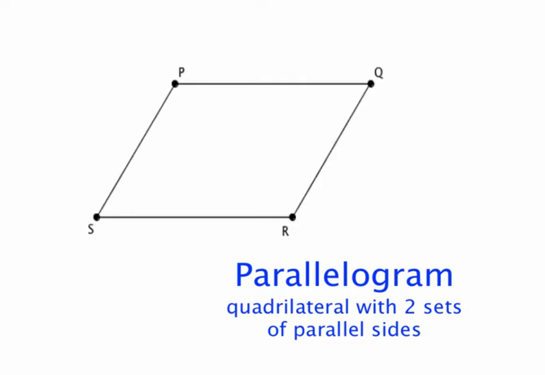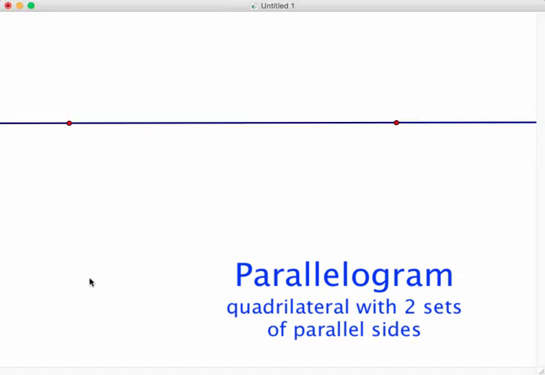Now, a parallelogram, by definition, is a quadrilateral with two sets of parallel sides. So a quadrilateral, we know, means has four sides. So let's construct that four-sided figure with two sets of parallel lines.